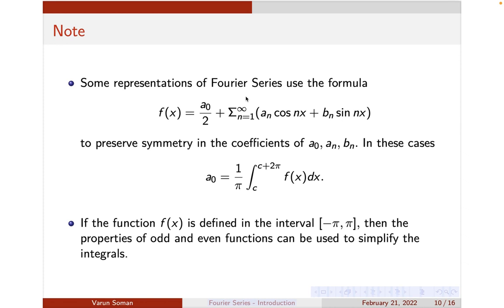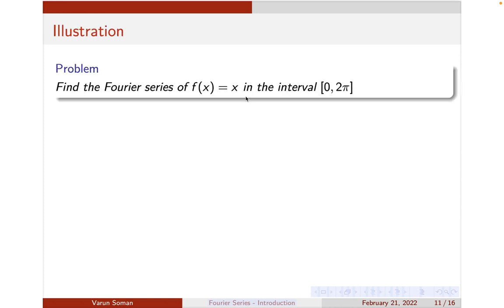Now let us focus on one problem. We will do one problem, and then we will try to understand how to do a Fourier series representation. Let us find the Fourier series representation of f of x equal to x in the interval 0 to 2 pi. First of all, write down the Fourier series representation, which is f of x equal to a naught plus sigma an cos nx plus bn sin nx, where n varies from 1 to infinity. I hope this representation is clear to you.